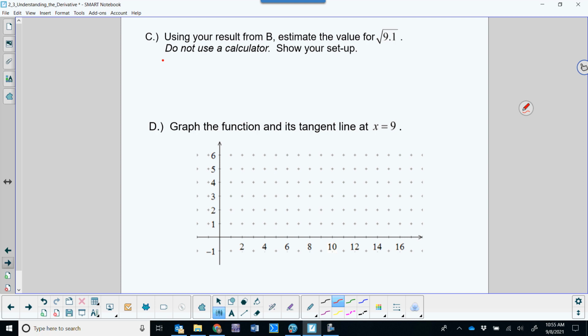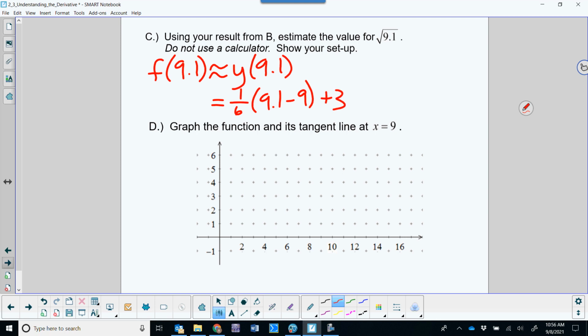Okay. So basically, f of 9.1, we don't know what f of 9.1 is, we're estimating it by using what we found. So it is approximately equal to y of 9.1, because we called that linear approximation equation y. So that means we plug in 9.1. So the equation was 1/6 times 9.1 minus 9 plus 3. That was the equation. We're plugging it in.